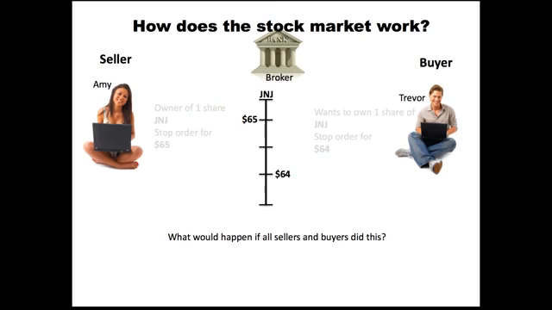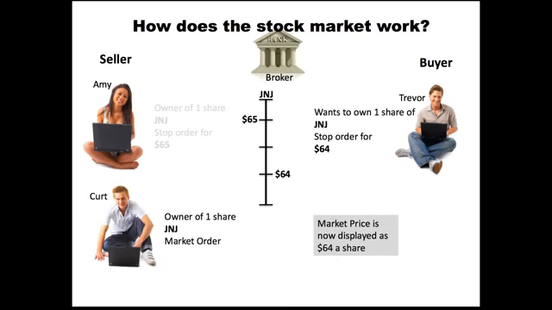So let's assume that Amy and Trevor stick to their stop orders, and she keeps hers at 65, he keeps his at 64, and then all of a sudden we have this person entering, Kurt. Kurt owns one share of Johnson & Johnson, and he's listed over there on the seller side with Amy. And instead of putting in a stop order, he puts in what's called a market order. And what that means is Kurt's basically saying, hey, any buyer out there that's willing to buy my one share of Johnson & Johnson, whatever you're willing to buy it for, I'll sell it to you. That's what it means when he puts in a market order.